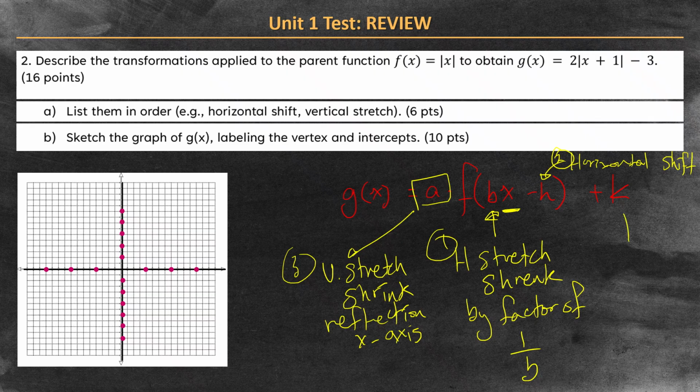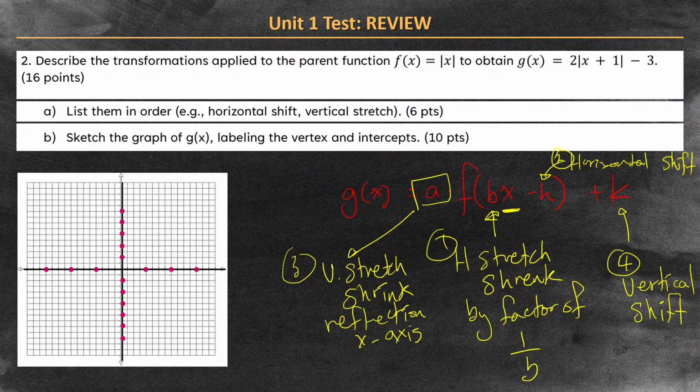And then lastly, we have the k value, number 4. It is the vertical shift. Let me rewrite that. Shift.